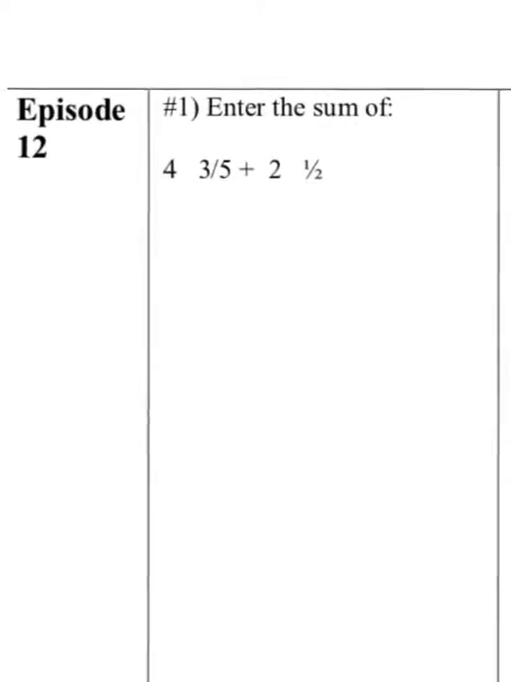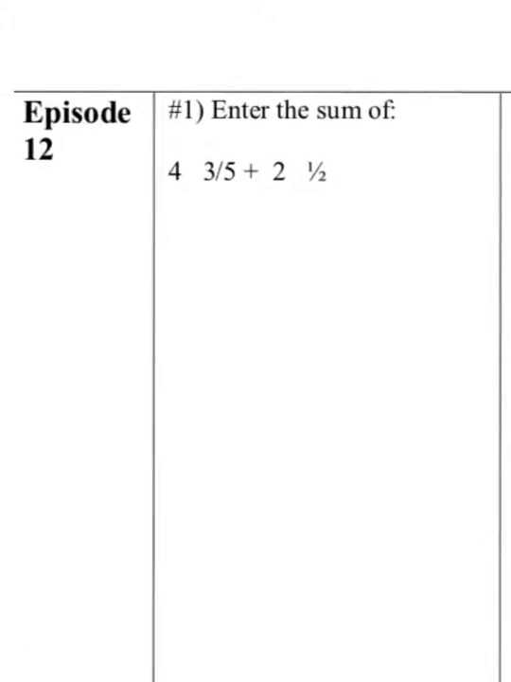For number 1, it says enter the sum of. So you have two mixed numbers. You have 4 and 3/5 plus 2 and 1/2. So let's add up the whole numbers first. So 4 plus 2 is 6. Let's put that to the side.